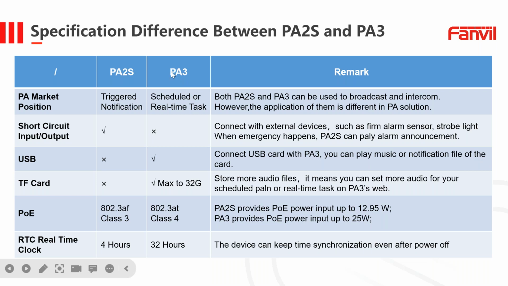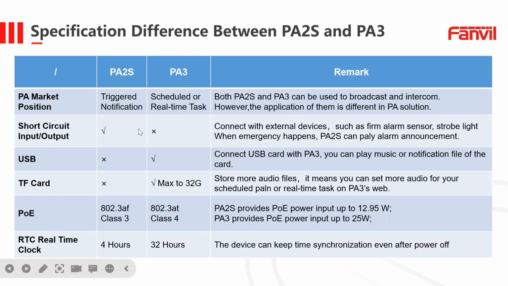And compared with PA2S, PA3 is more suitable for scheduled and real-time tasks. You can play music or notification files from your USB card, and you can plug in a TF card, which can help you store more audio files. And you can set a schedule plan or real-time task on its web page. Also, PA2S and PA3 both support PoE power supply.